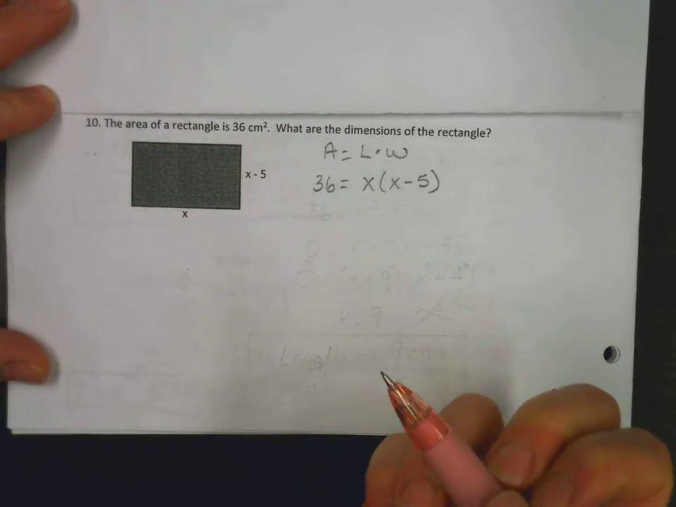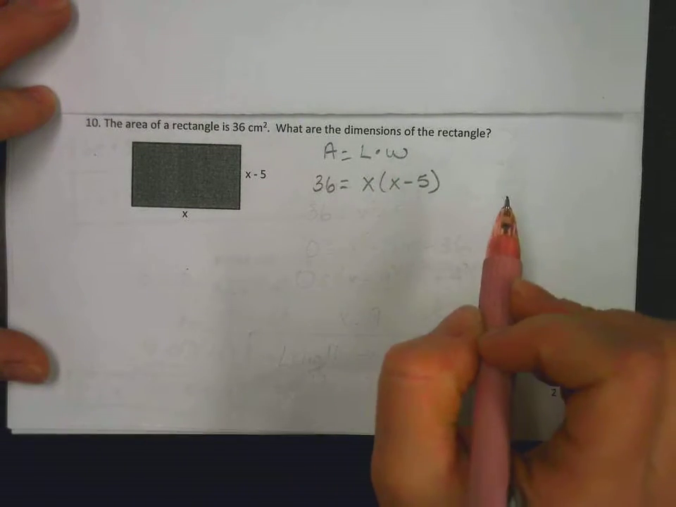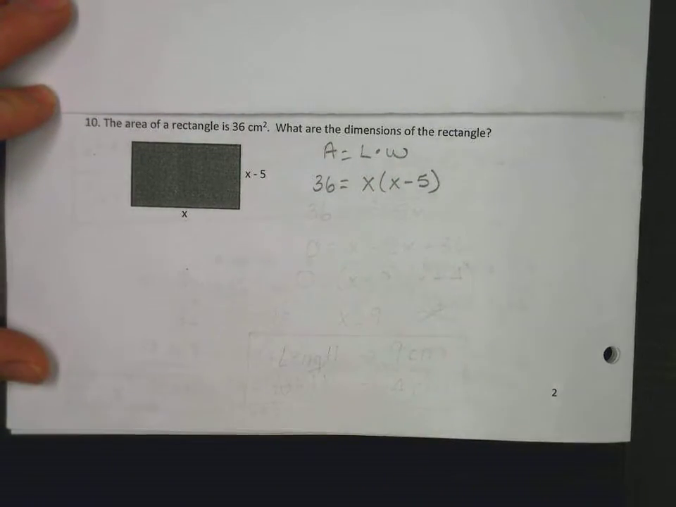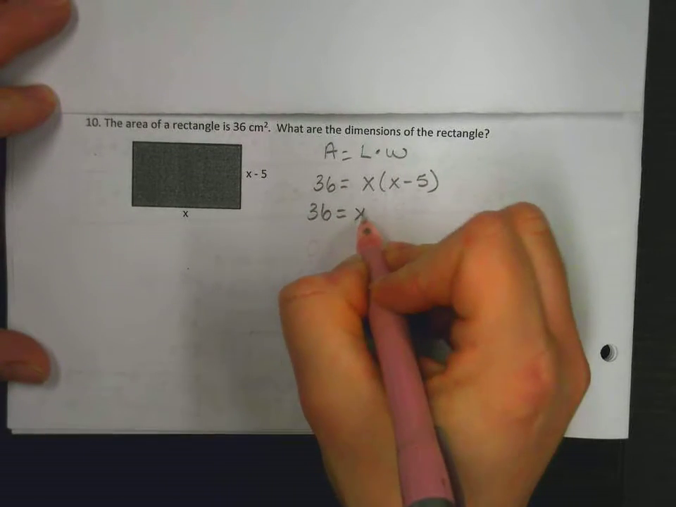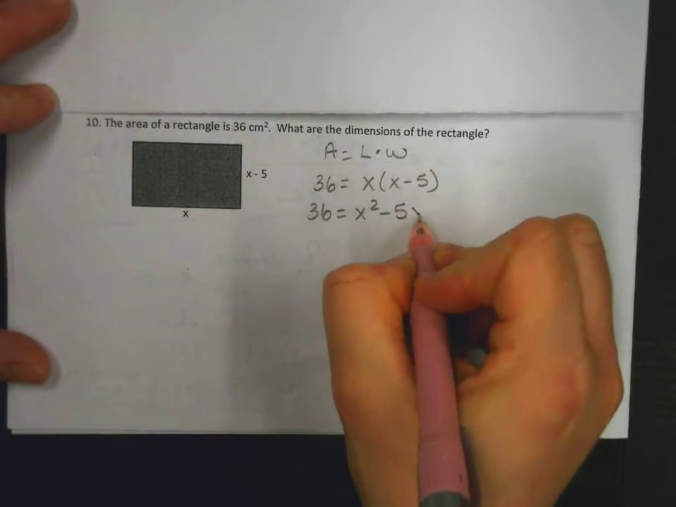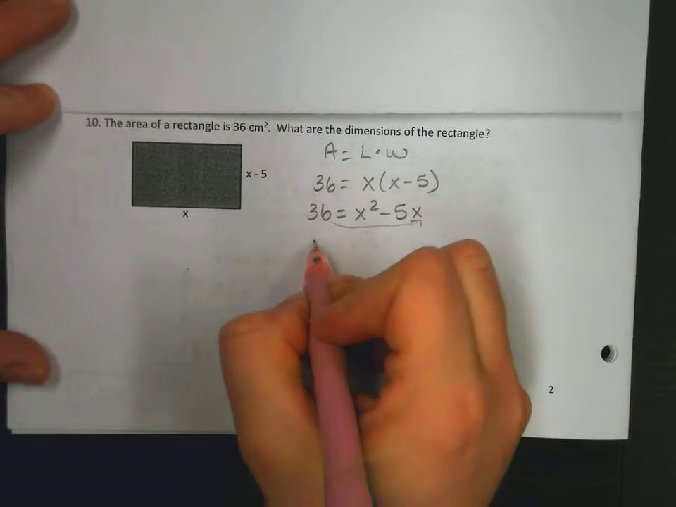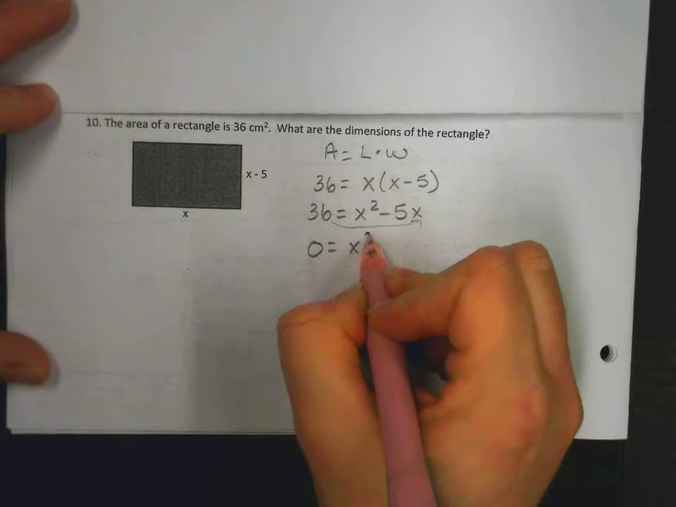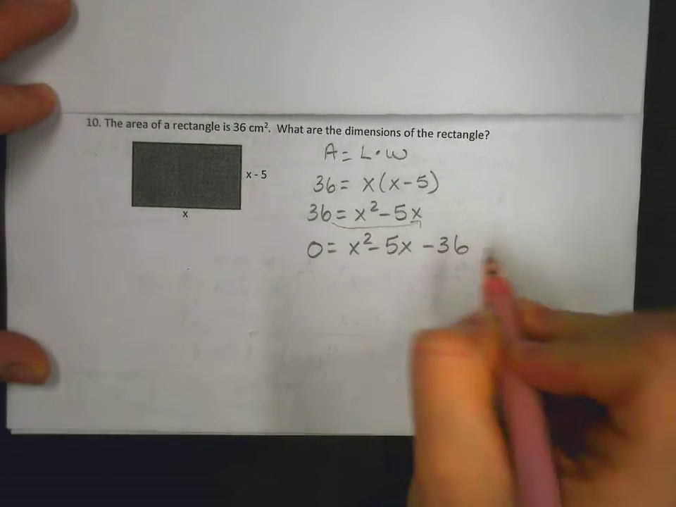Okay, so in order to solve for x, you need to expand this through, write the equation in standard form, make it equal to 0, and go from there. So I'm going to expand x through my brackets to get x squared minus 5x. I'm now going to make my equation equal to 0 by bringing 36 to the other side of the equation. That's going to become a negative 36.